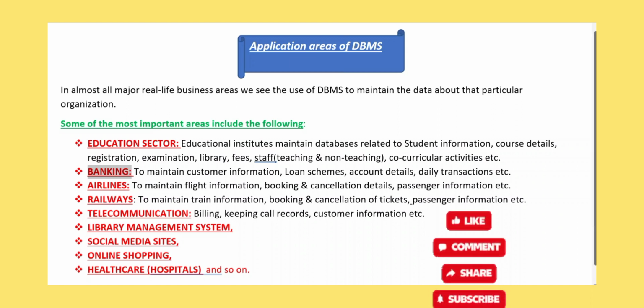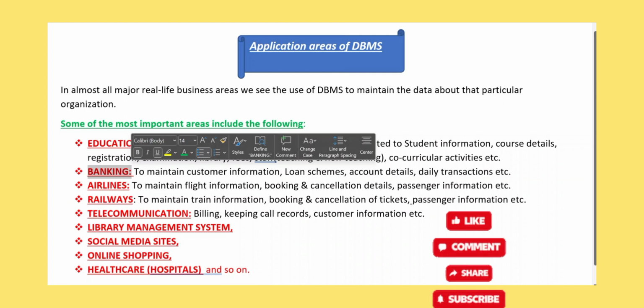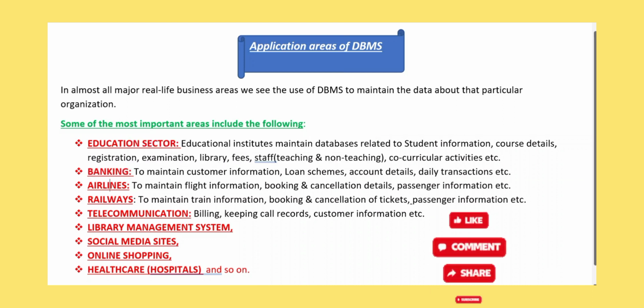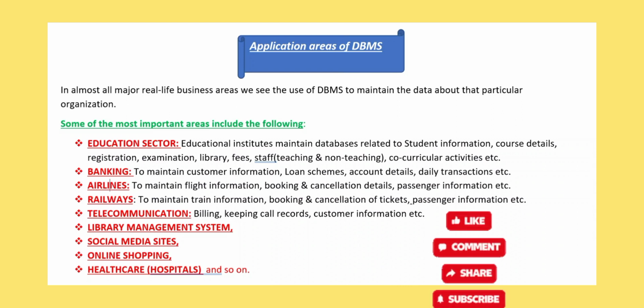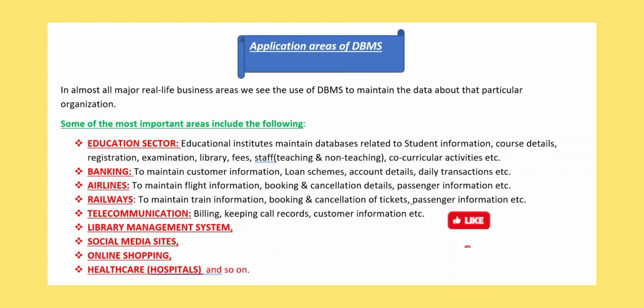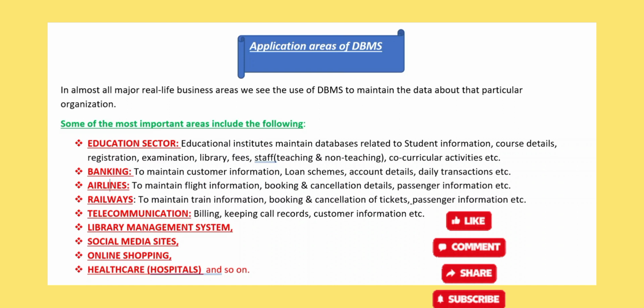So for the banking sector it becomes a boon. Now the third one, we can see here, is airlines. As I have told you earlier, to book a ticket nowadays we don't have to stand in a line or waste our precious time. Everything is online, and in online mode we can book or cancel our flight tickets or train tickets. We can see the availability of tickets, and airline management systems maintain the flight information, booking and cancellation details, passenger information, etc. in the electronic database management system.